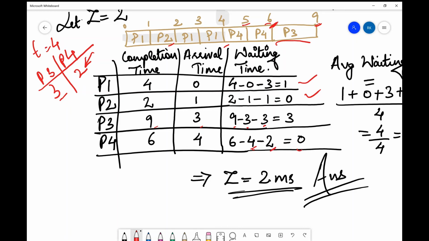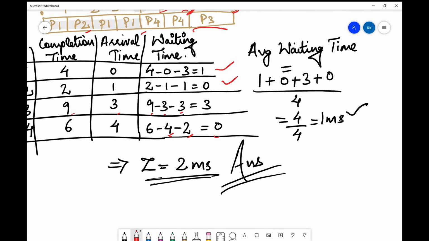So now the average waiting time, if you compute, it is 1 plus 0 plus 3 plus 0 upon 4, which equals 4 by 4, which is 1 millisecond, which was given in the question. So therefore z equals to 2. So this is how we solve such kind of a question.